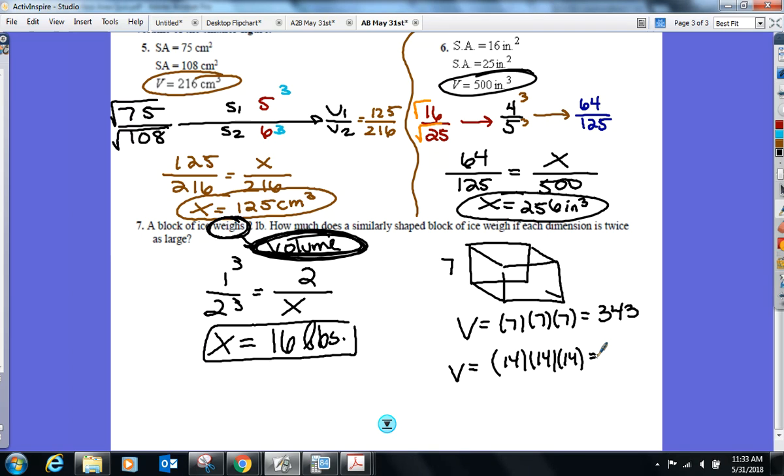343 and 2,744. How many times does 343 go into that? 8 times, right? So what happened to the weight of our ice? We multiplied it by 8. Okay, that's where that's coming from. Just because you double a dimension doesn't mean the volume gets doubled. It gets what? A cube, right? 2 cubed is 8. So it actually multiplies itself by 8 times. All right?